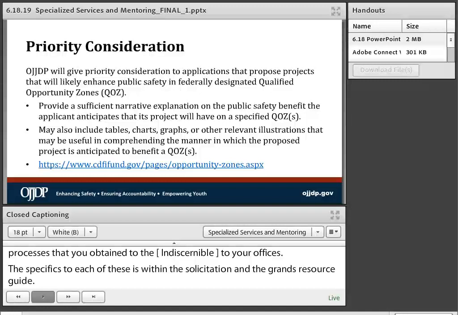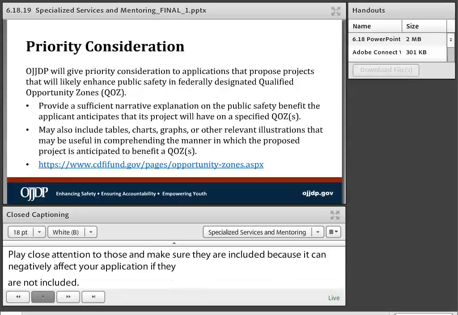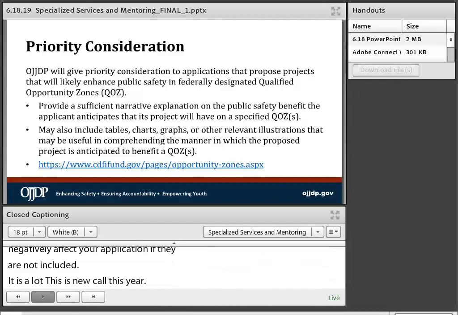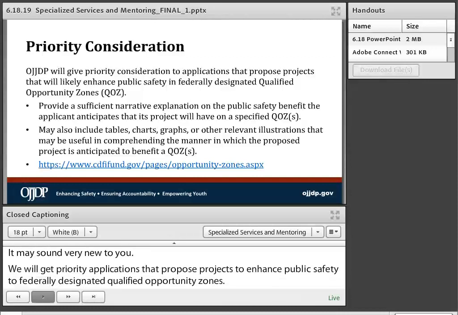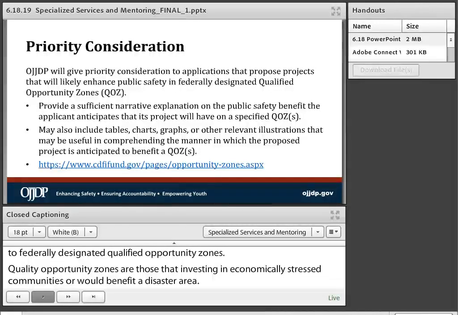We also, this is new this year, and this may sound really new to you. We will give priority consideration to applications that propose projects to enhance public safety in federally designated qualified opportunity zones. So qualified opportunity zones are those that are investing in economically distressed communities or that would benefit a disaster area. If that is you, and that is something within your community or jurisdiction, you should provide a narrative to explain the public safety benefit.